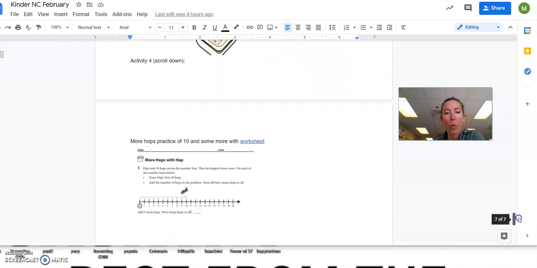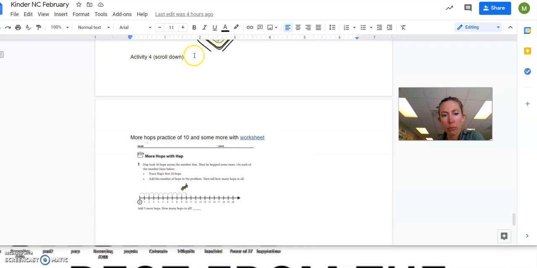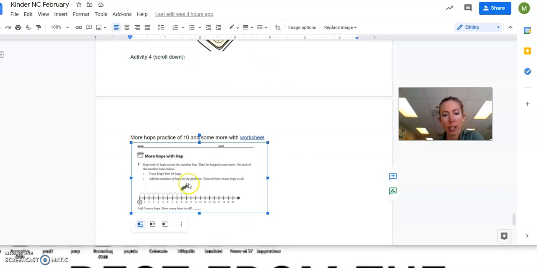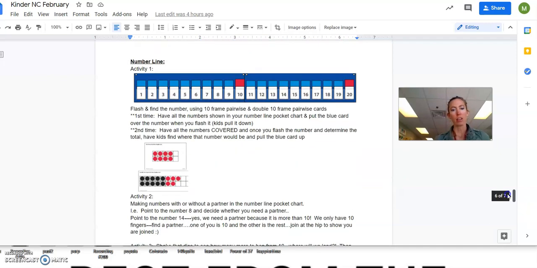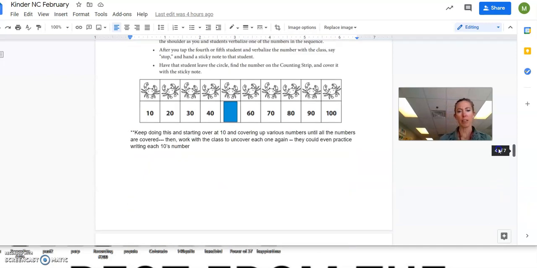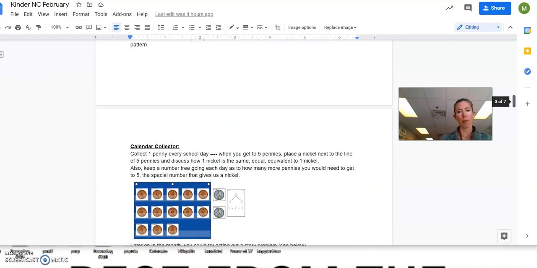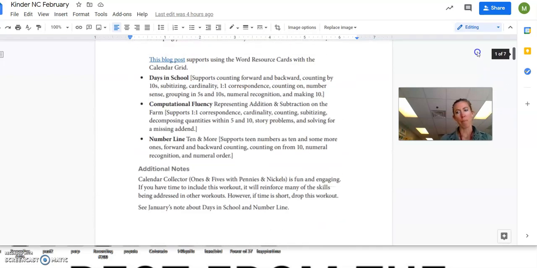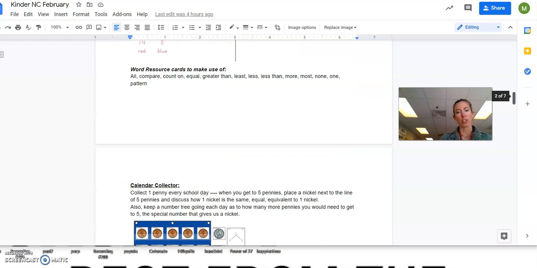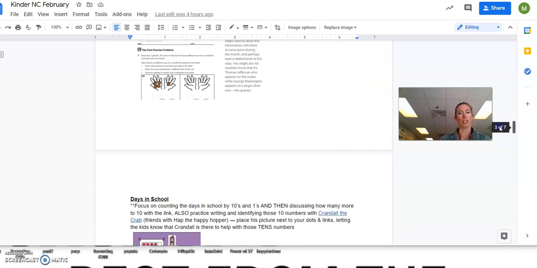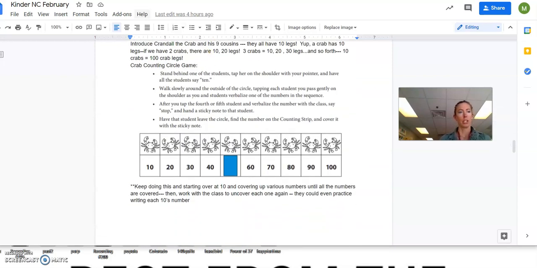And then the one other activity they have for number line is this worksheet that is working on that 10 and some more with the happy hopper. Okay? All right, as I said earlier, that is a lot of things in February Number Corner. So it's a matter of saying, okay, what can I do daily? And what things could I possibly do like once a week or something? Okay? Good luck.